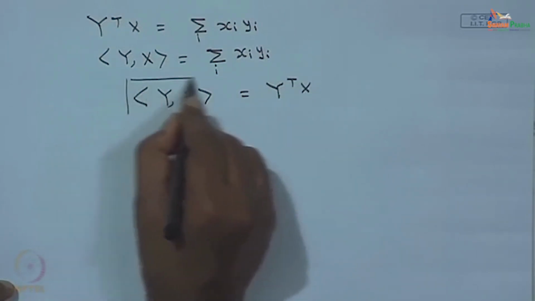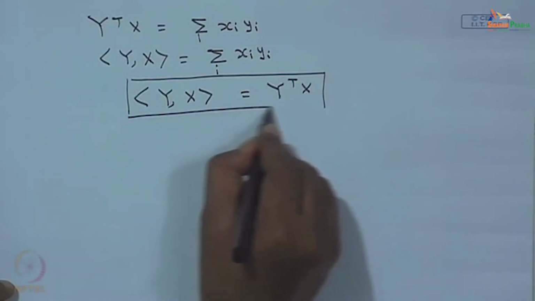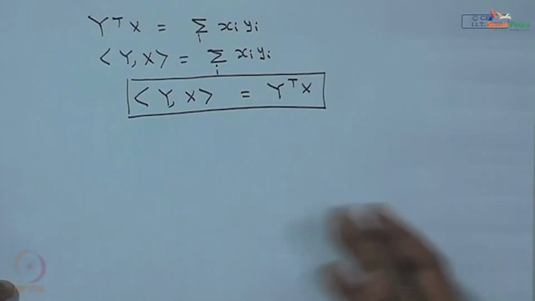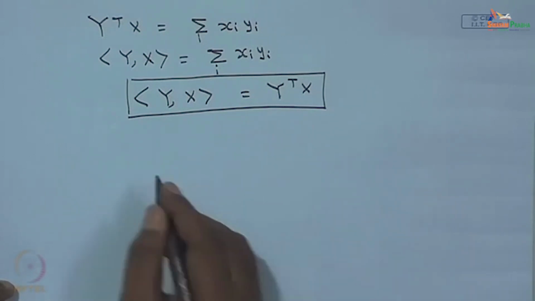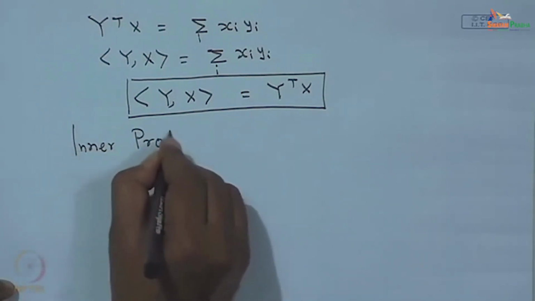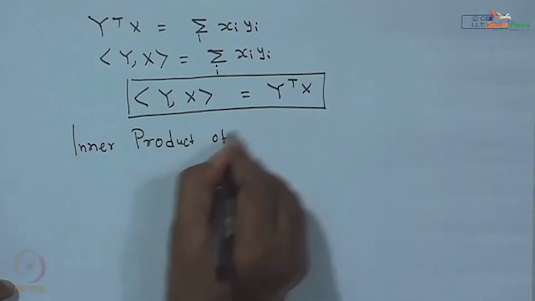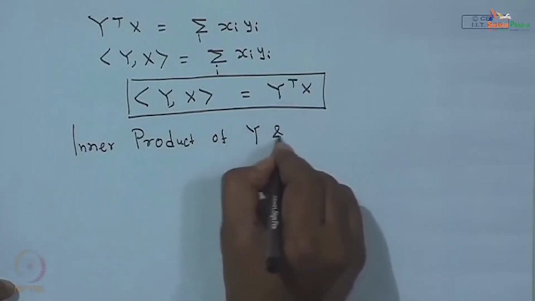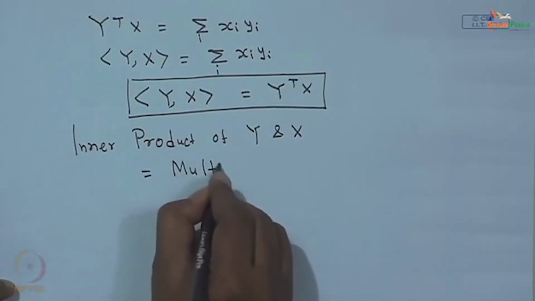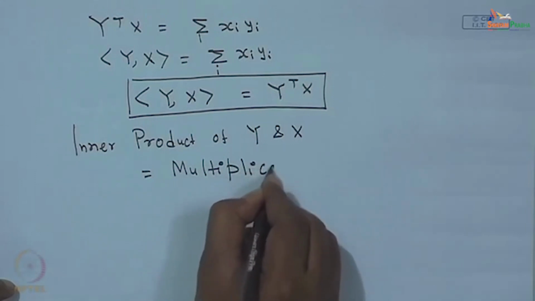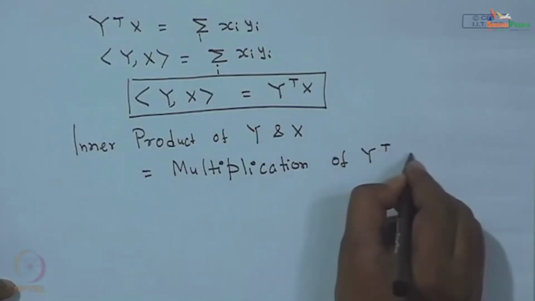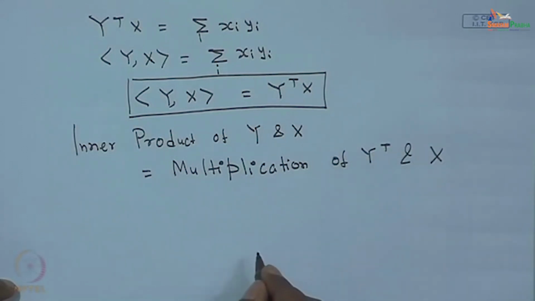So, this is a very important relationship and we will be utilizing this relationship quite often as we proceed in our course. So, inner product of y and x is equal to multiplication of y transpose and x.